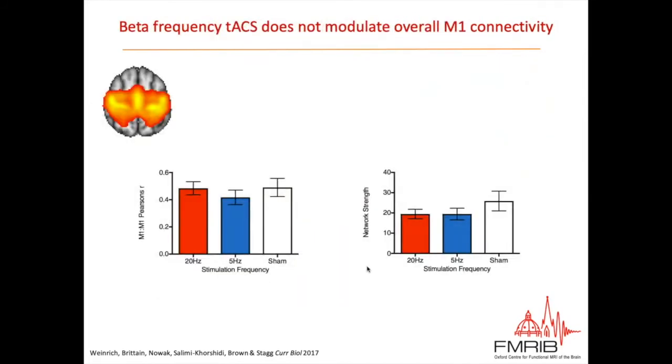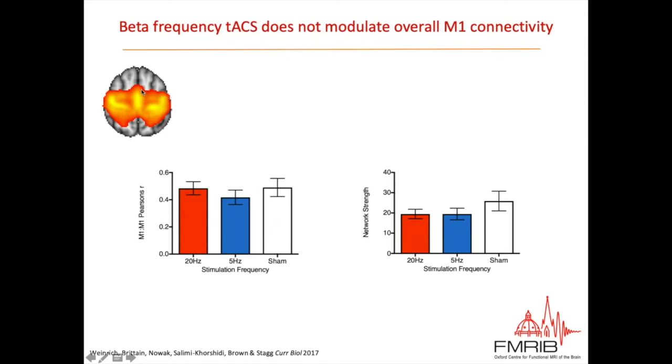So the first question we wanted to ask was, if we stimulate motor cortex at 20 hertz, does it change the connectivity pattern of the motor cortices? And it really doesn't. So this is 20 hertz stimulation, and this is connectivity between one motor cortex and the other, and you can see that there are no changes between sham or between 5 hertz and 20 hertz. So it doesn't change connectivity between the primary motor cortices.